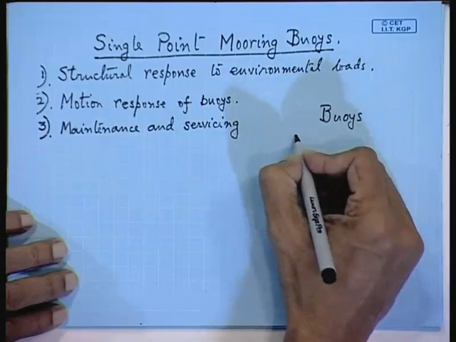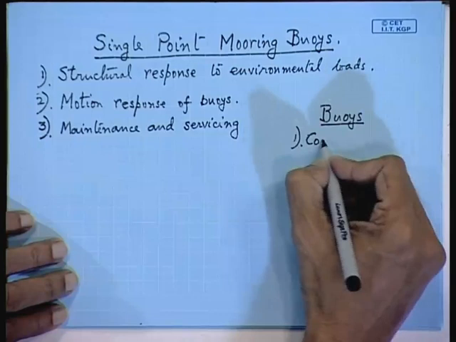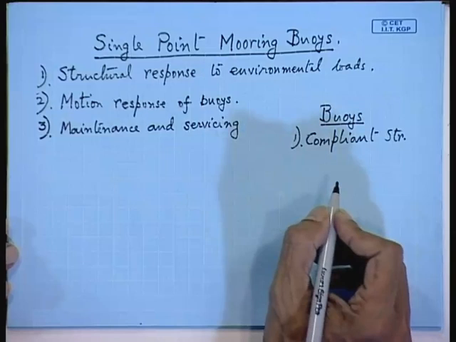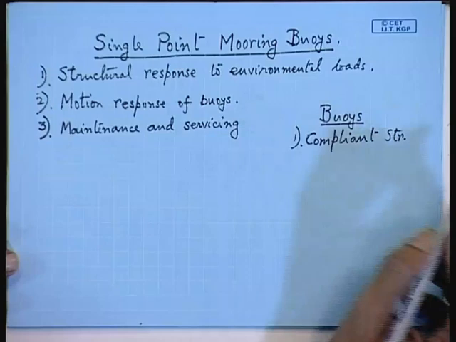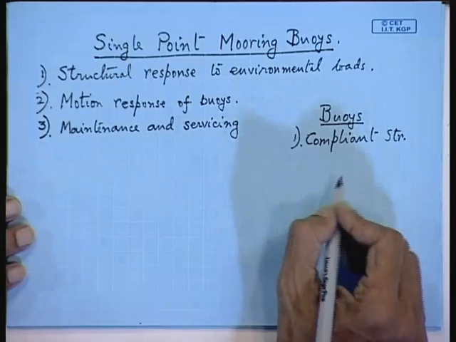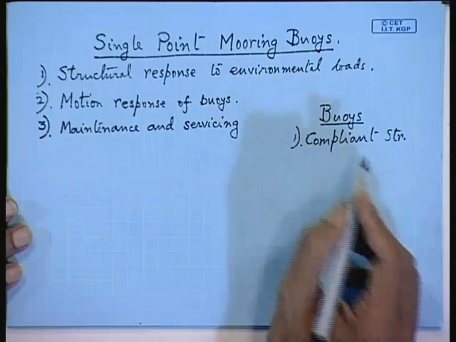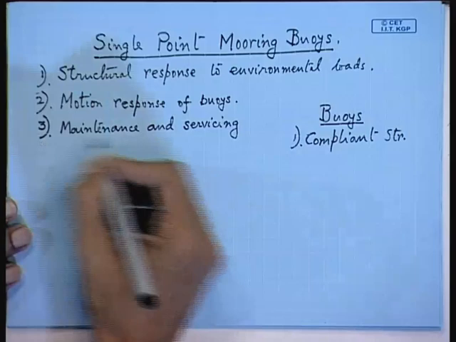Buoys are basically compliant structures, that is, they move with the waves. So there are three types of offshore structures that I told you at the beginning. One is the fixed category, the other is the fully floating, and between these two you have compliant structures. Now the essence of compliant structures is that they do not yield completely with the waves, but they yield to a much larger extent than your fixed structures. So that is why compliant structures have come. So maintenance and servicing is another important area for consideration for buoy design.